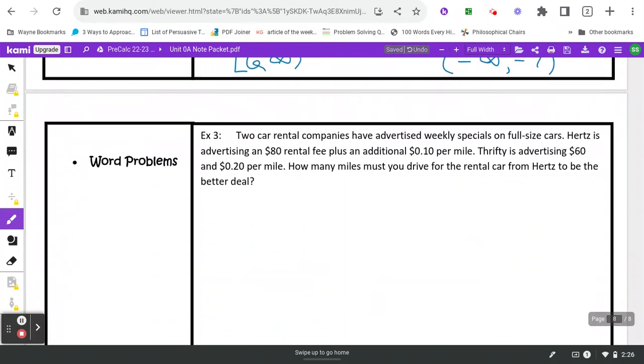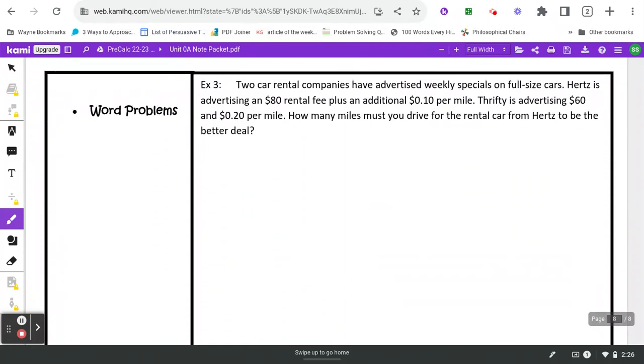All right, problem number 3 is a word problem. It's talking about 2 rental car companies advertising weekly specials. You have Hertz, so I'm going to write Hertz right here, and we have Thrifty.